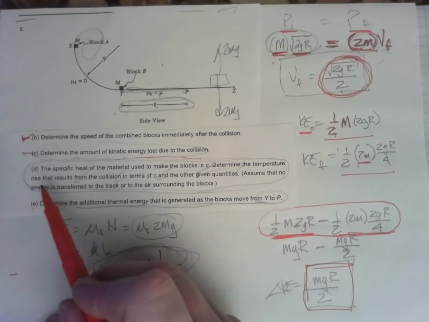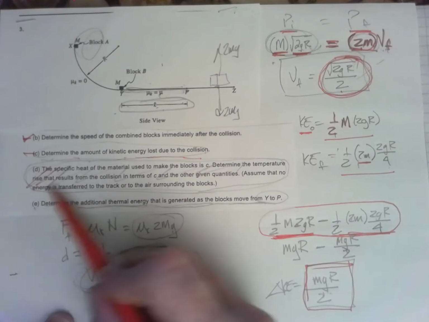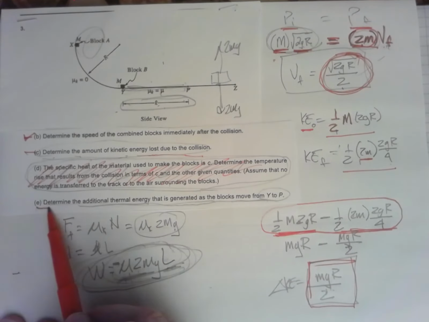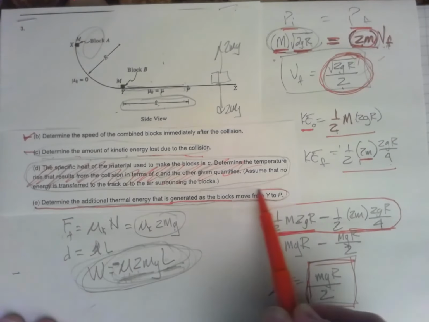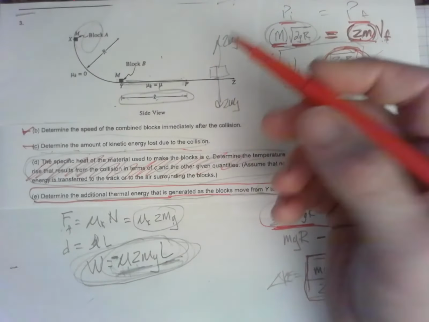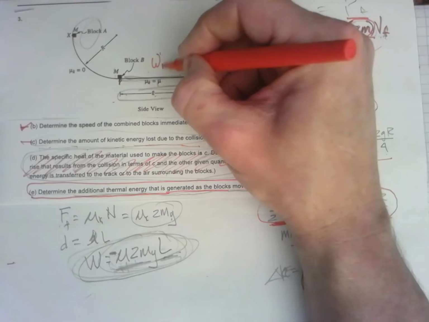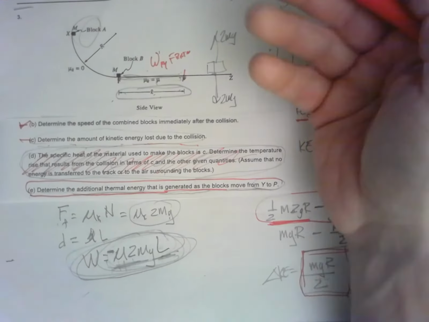D. All right, so D, this is an old question. You can tell from the graphics. This is from a test years ago where they combined AP 1 and 2. This specific heat stuff, don't worry about it. You would basically take this energy and use some calorimetry and figure out, blah, blah, blah. But that doesn't mean we can't do E. It says determine the additional thermal energy that is generated as the blocks move from Y to P. Well, if you understand what friction does, it turns kinetic energy into thermal. So really, I just need to know the work done by friction. If I can tell you that, then that's the thermal energy. I just need the work done.